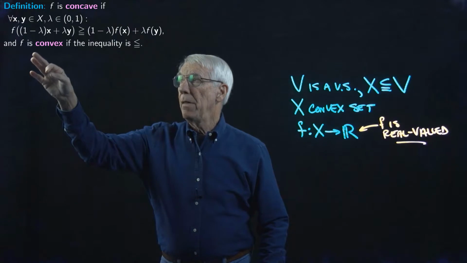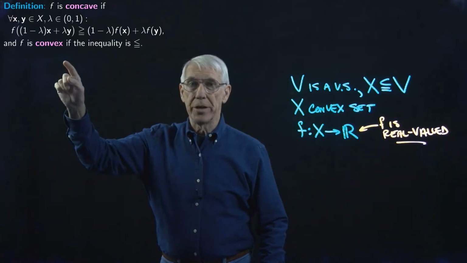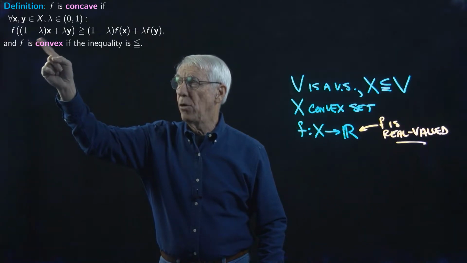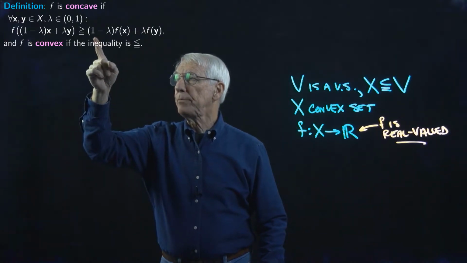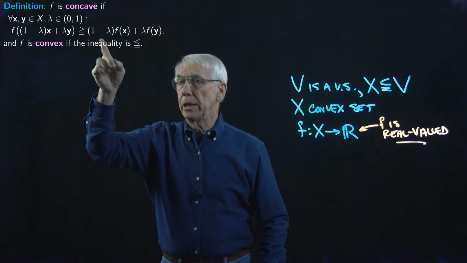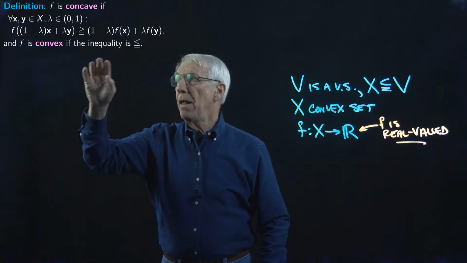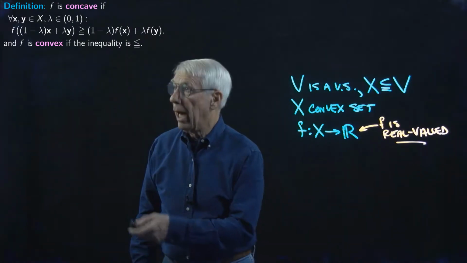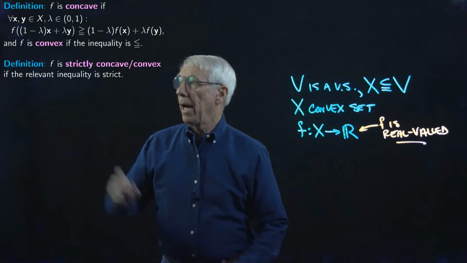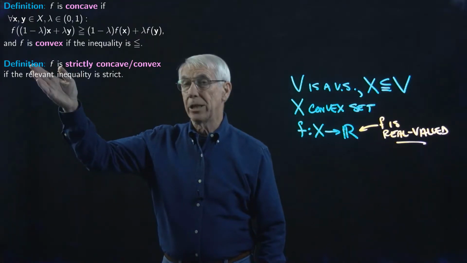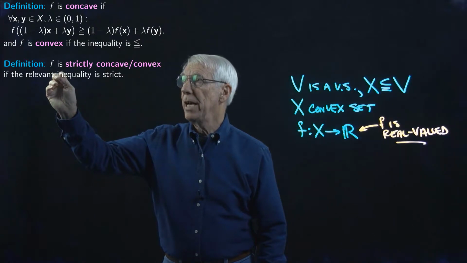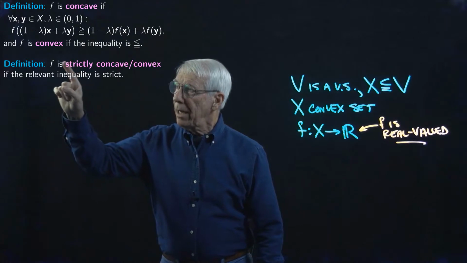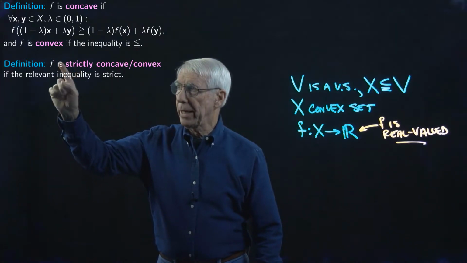And then you'll note that if the inequality goes the other way, if the value at the convex combination is always less than or equal to the convex combination of the values, then we say the function's convex. And let's also point out that we say the function is strictly concave or strictly convex if that's a strict inequality always. Okay, so let me just write that a little different way because I think that's useful in terms of thinking about this.